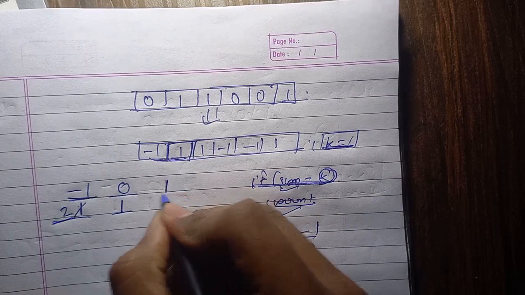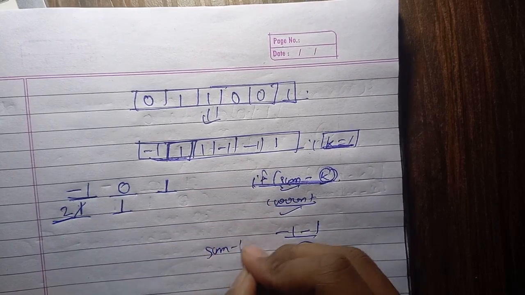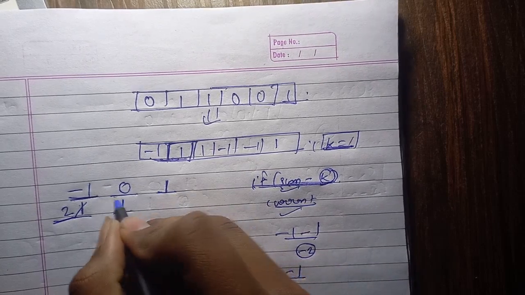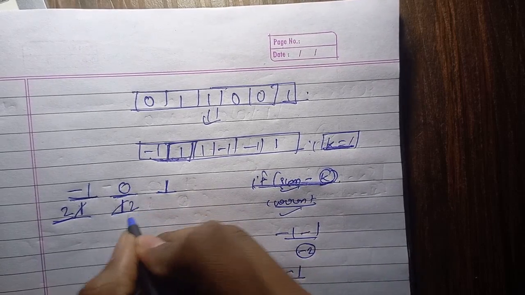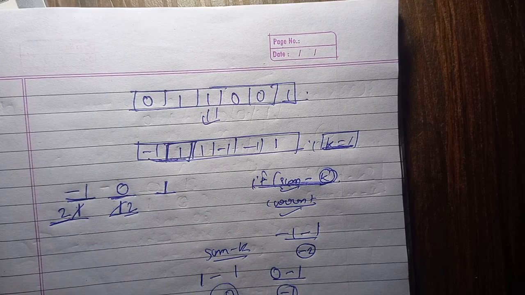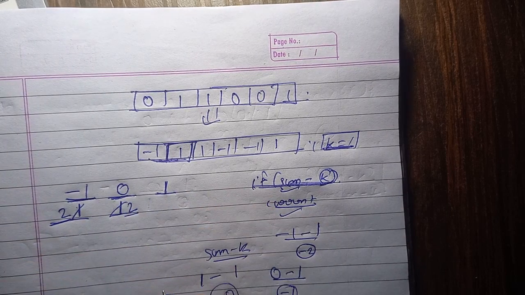Now the current sum is 1, and I will check sum minus k, that is, current sum 1 and k is 1, so 1 minus 1 is 0. 0 is already existing in the map. Okay, and I will update its value to 2. Now what does it indicate? It is again indicating that there is some subarray which has the sum equals to 1.